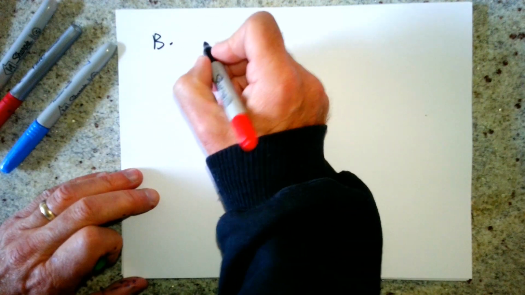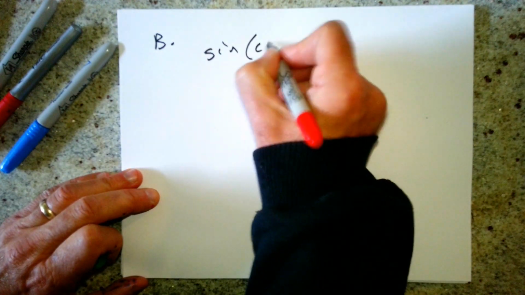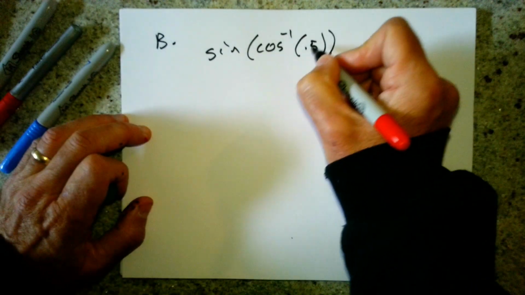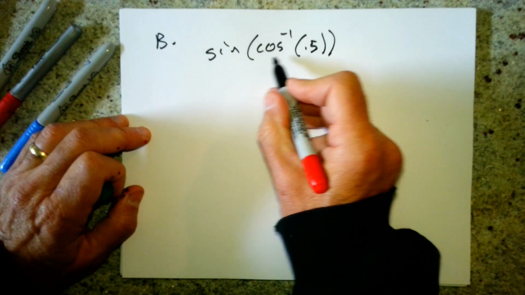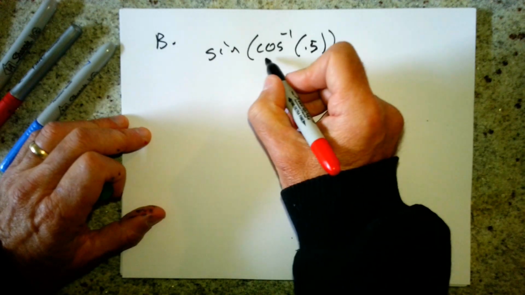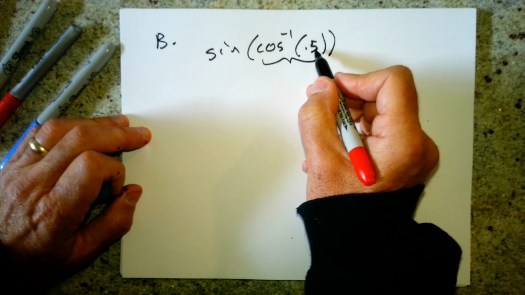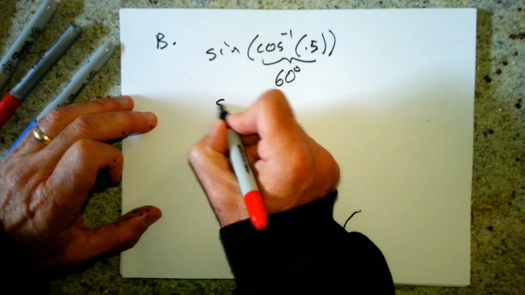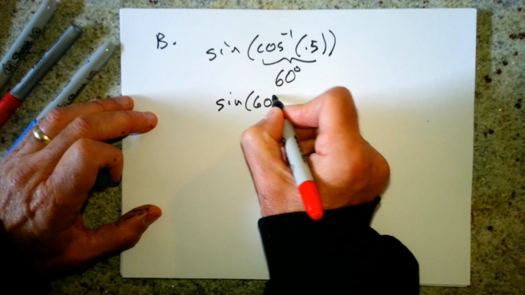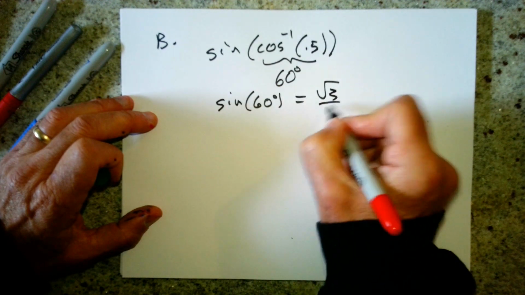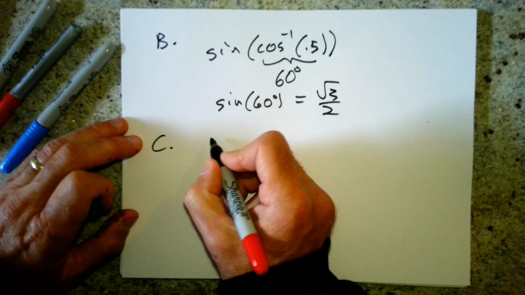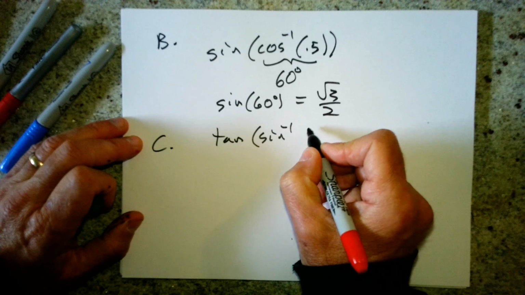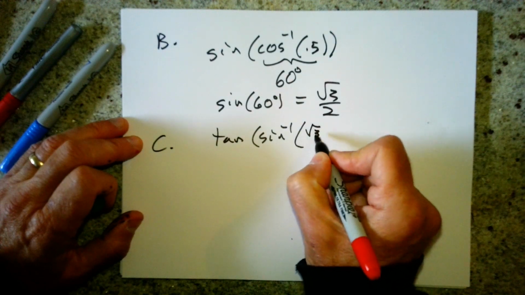Second example, just for more practice, would be sine of inverse cosine of 0.5. Okay, let's see. Inverse cosine of 0.5. That's an angle with a cosine equal to 0.5. So which angle has a cosine equal to 0.5? 60 degrees. So that means we're doing the sine of 60 degrees, which also happens to be square root of 3 over 2. Third example is the tangent of inverse sine of square root of 3 over 2.